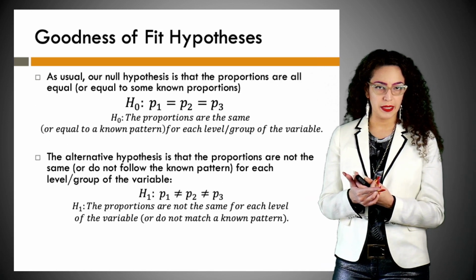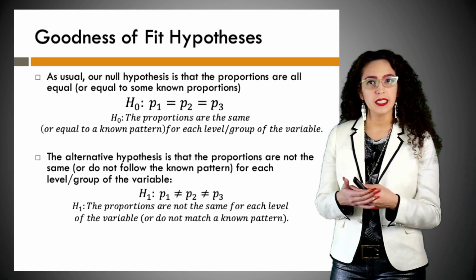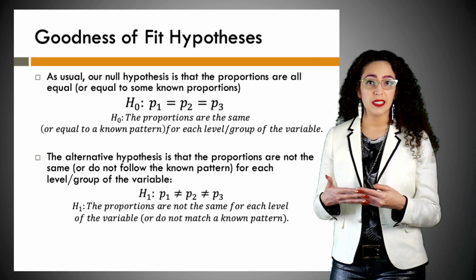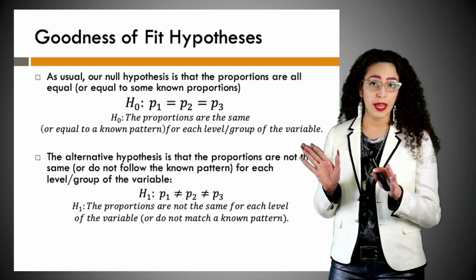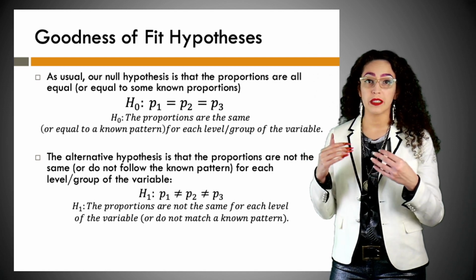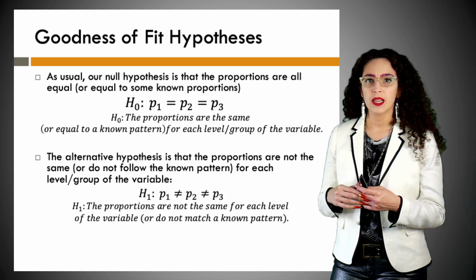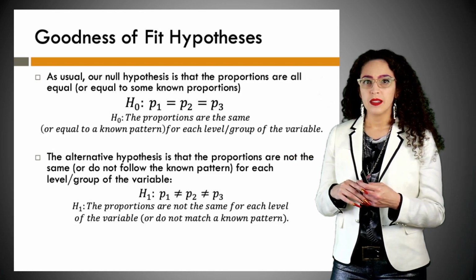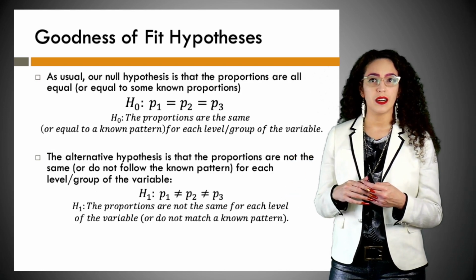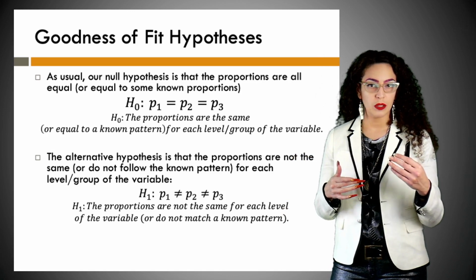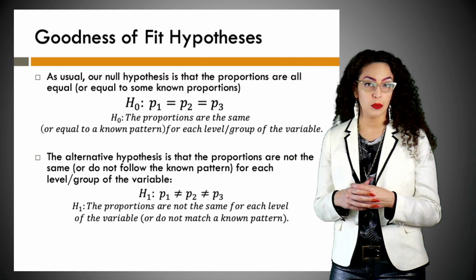As always, we need to state our null and alternative hypotheses. And as usual, our null hypothesis is that everything is cool and normal, that all the proportions are either equal, so 50-50, or they're equal to some known proportions. We'll see an example of that shortly. The alternative hypothesis is that the proportions are not the same or they do not follow this particular pattern of proportions that you would expect.